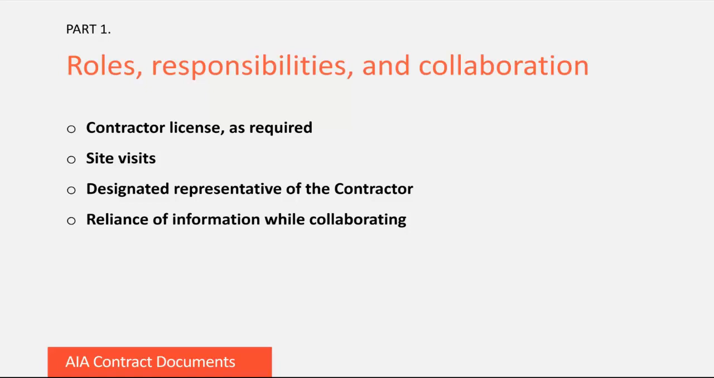Another responsibility of the contractor is to designate a representative who will have authority to bind the contractor regarding the contract. Typically, this person is a project manager, but it could be the owner or superintendent. And a note of caution that if you're going to change the representative during the project, be sure to provide advance notice to the owner to help make a smooth transition. Throughout the project, the contractor and owner will collaborate a lot and exchange information. To that end, the contractor is entitled to rely on accurate information from the owner, and in turn, the owner is entitled to rely on accurate information from the contractor.